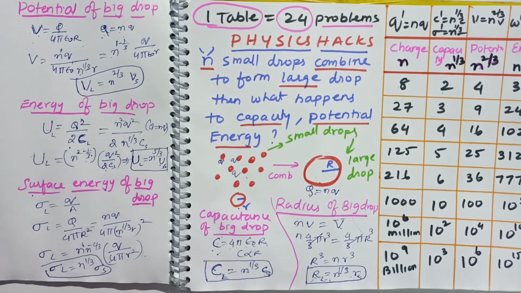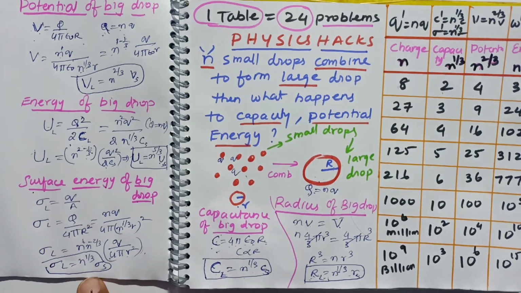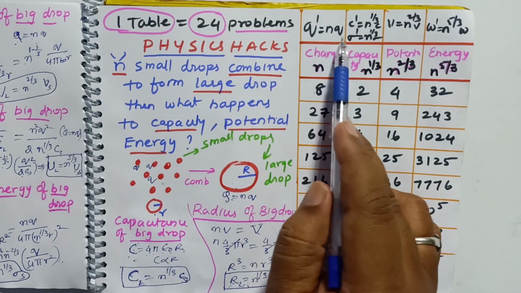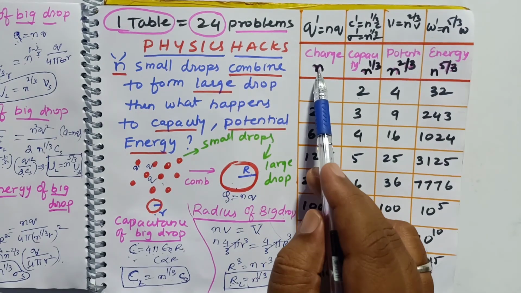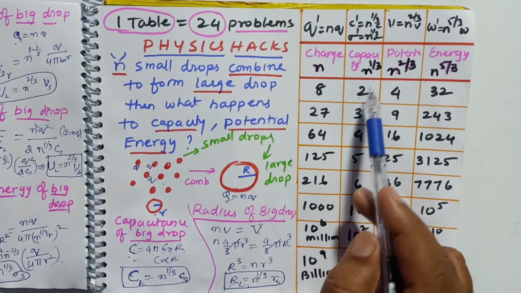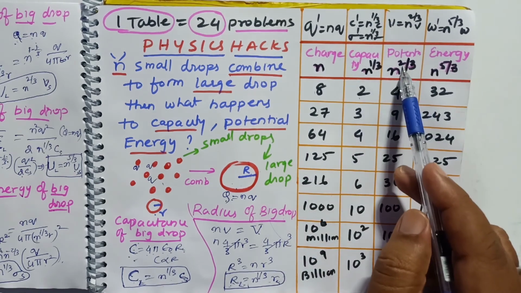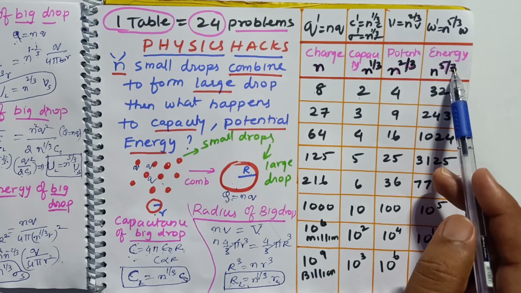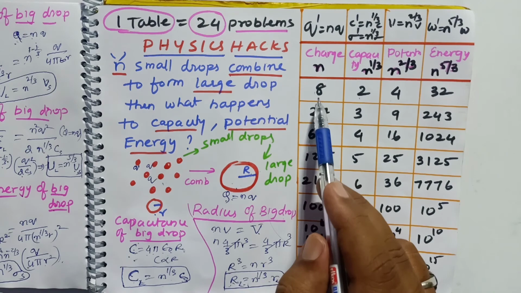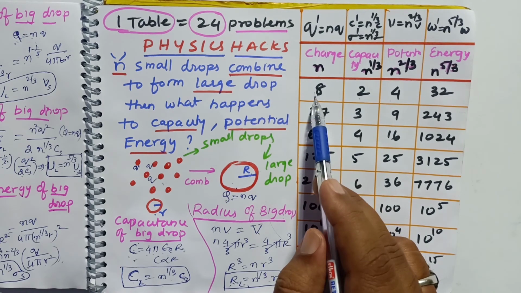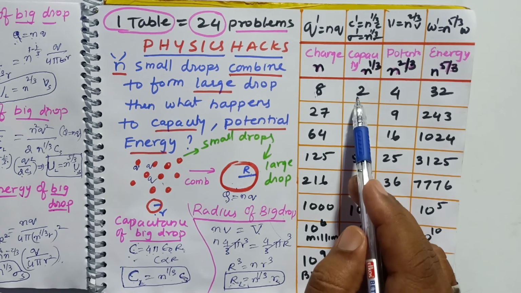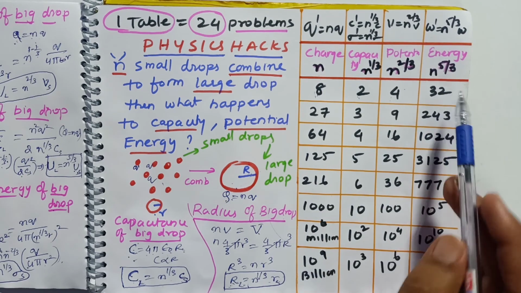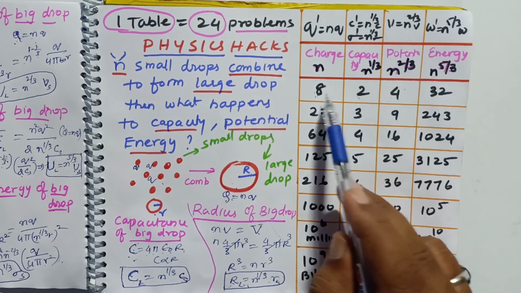So these relations you have got now. I have derived all these relations and written these formulas on the table here. You can see the formulas. With this, if the charge is n times, the capacity will become n power 1 by 3 times, potential will become n power 2 by 3 times, and energy will become n power 5 by 3 times. Therefore, if charge increases by 8 times, then capacity will double, potential will become 4 times, and energy will become 32 times, because in the place of n you substitute 8.